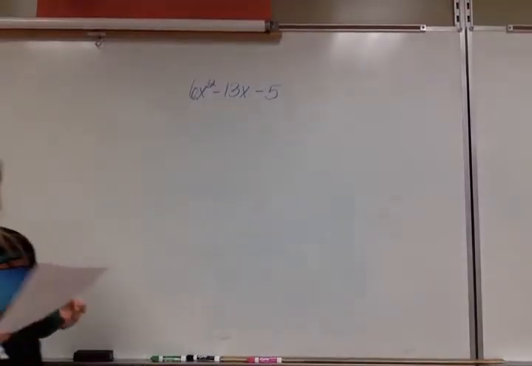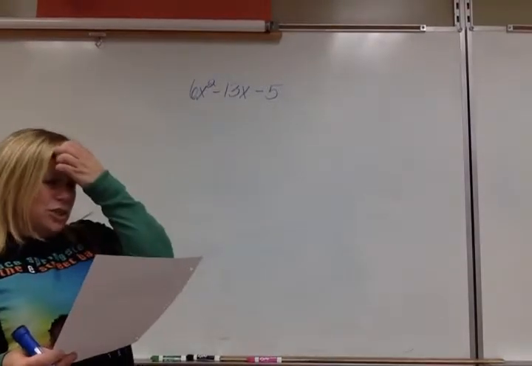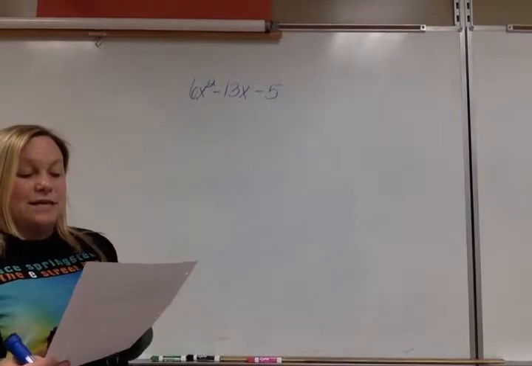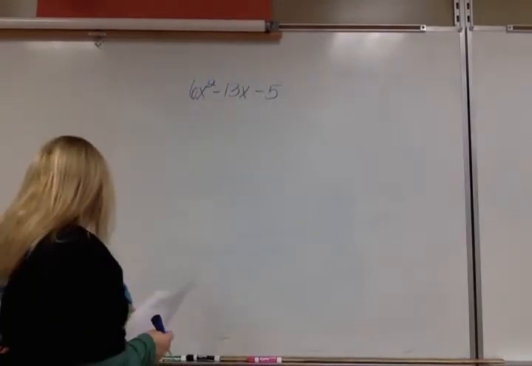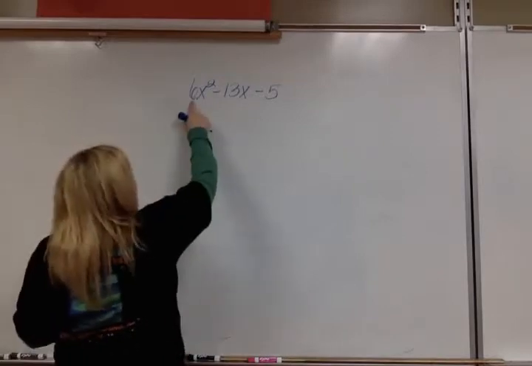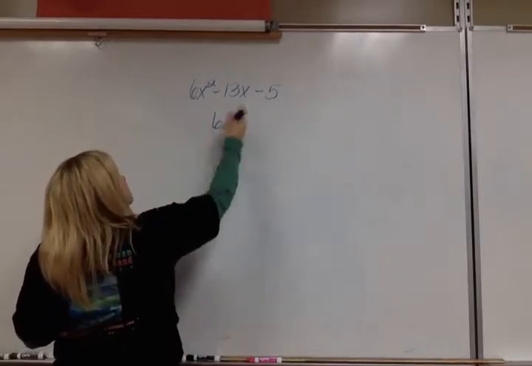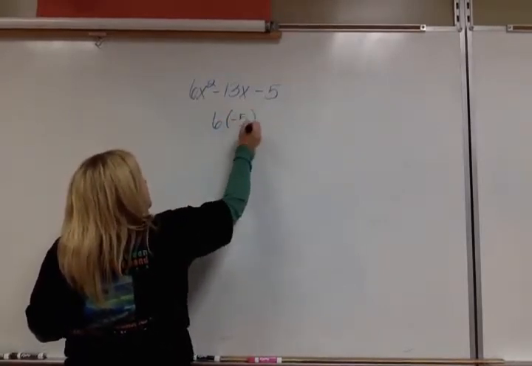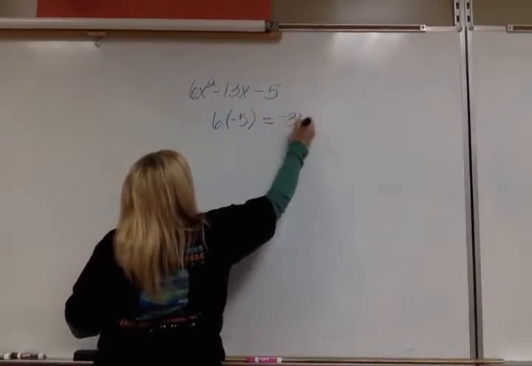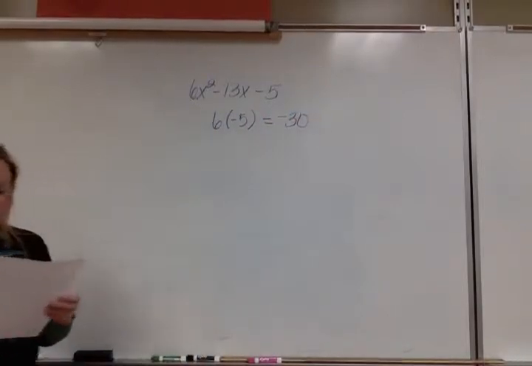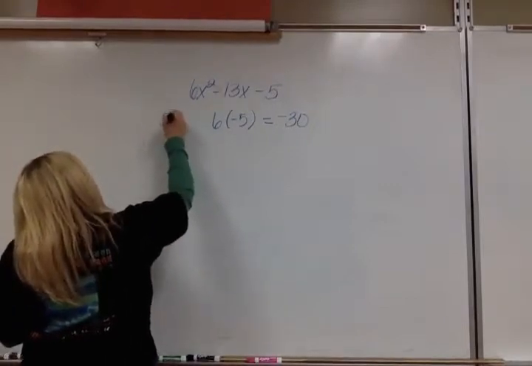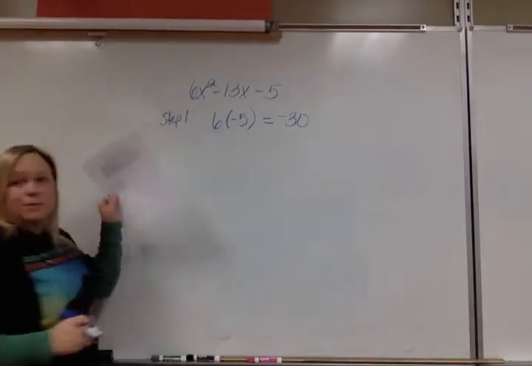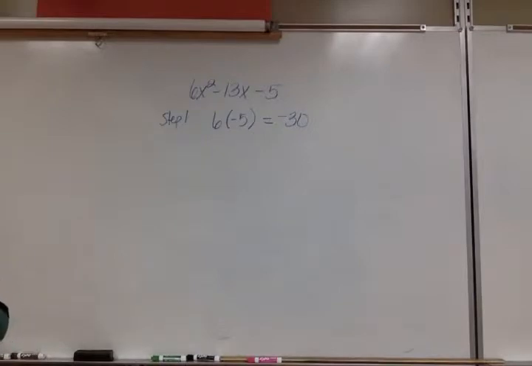Okay? So now, what it says to do in the first step is multiply the first and the last term of the trinomial. So what's the first term? The first term is 6. The last term is negative 5, which gives you a negative 30. Okay, so this would be step 1. And again, I'm going to give you a piece of paper that shows this, so if you want to write it, you can, but I will give it to you.